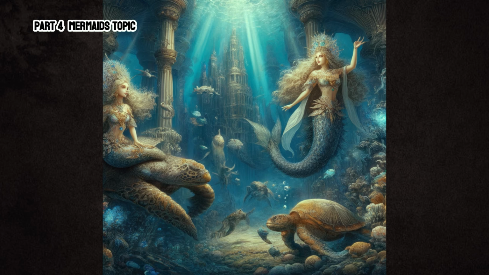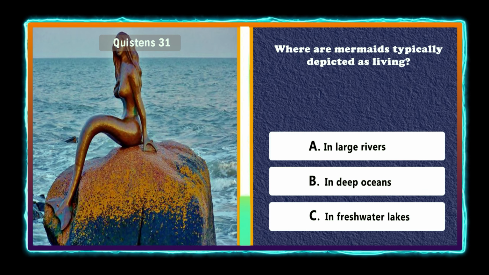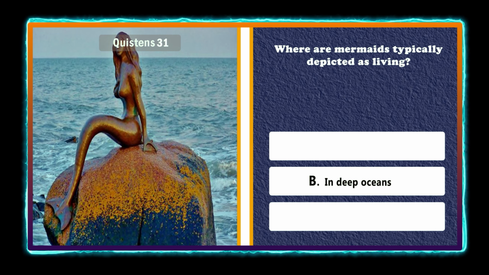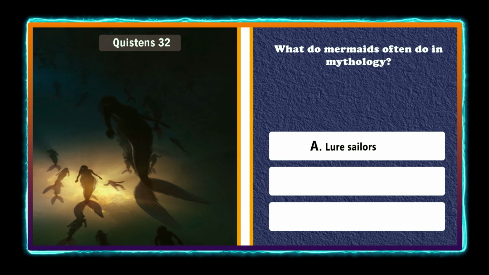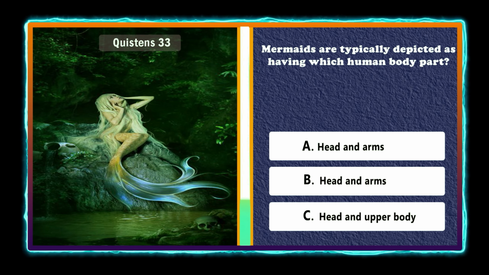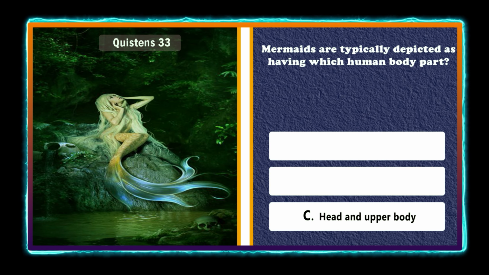Part 4, mermaids topic. Where are mermaids typically depicted as living? In deep oceans. What do mermaids often do in mythology? Lure sailors. Mermaids are typically depicted as having which human body part? Head and upper body.